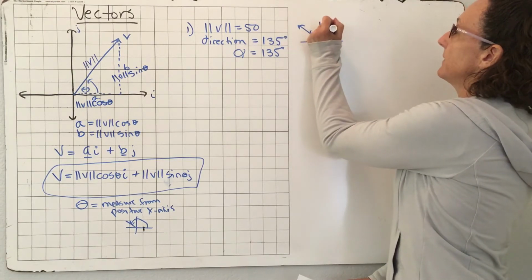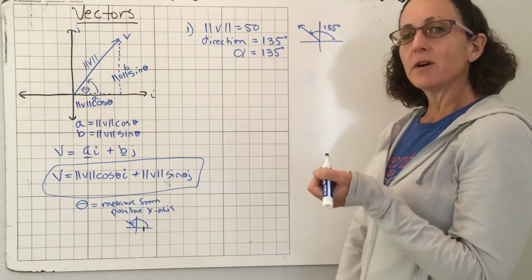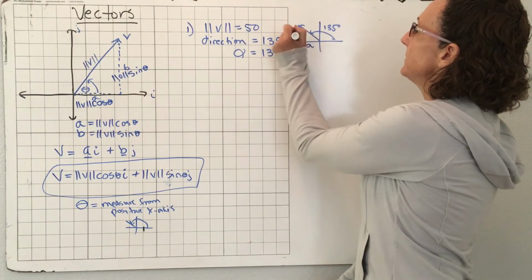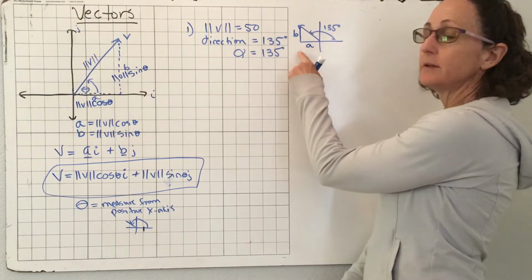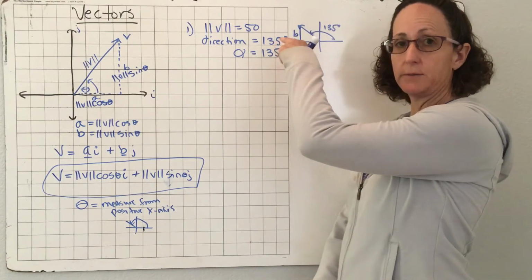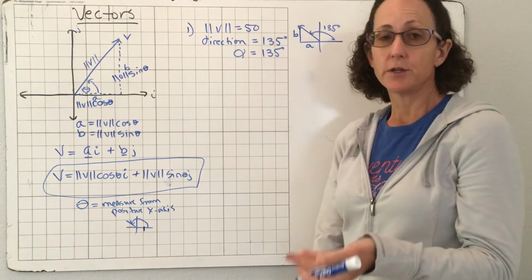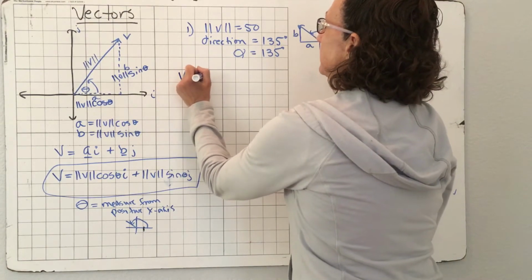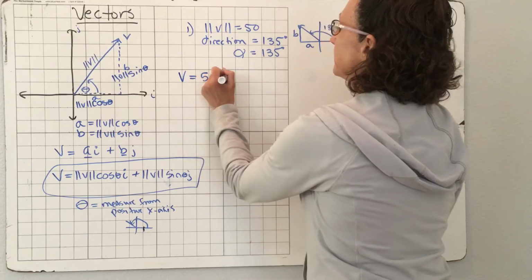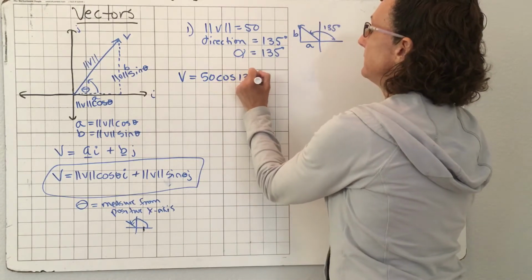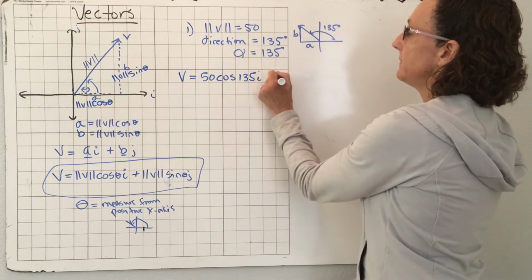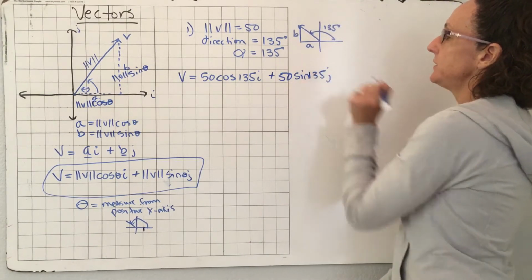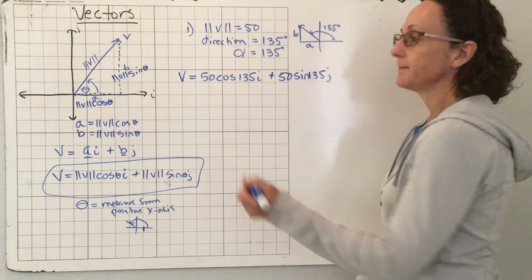This is 135. Okay, it's kind of nice to draw it because if you do draw it, we know that we're trying to find the A and B components, right? We know that the A component is negative, the B component is positive. It's a quadrant 2 vector, okay? So the formula says it's the magnitude of the vector multiplied by the cosine of the angle is the i component. The magnitude of the vector multiplied by the sine of the angle is the j component. It's as simple as that, okay?